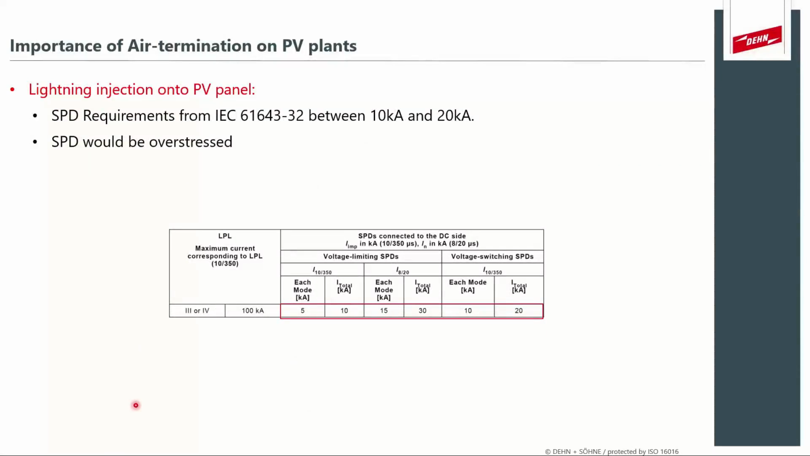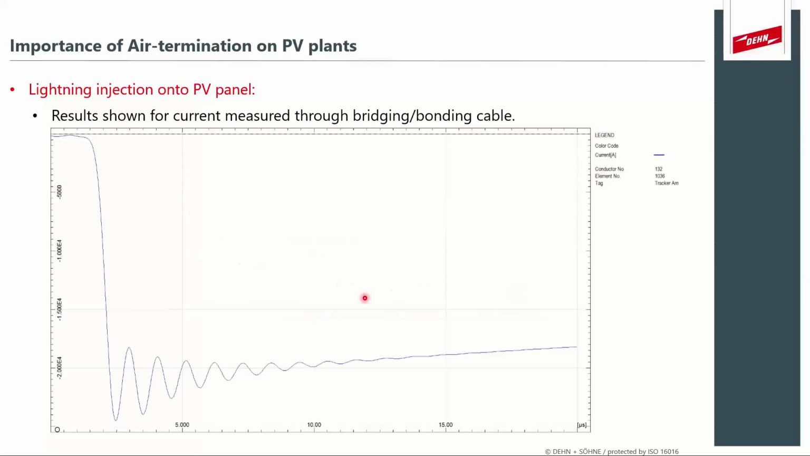Just to refresh and go back, what we mean with what the standards say between 10 and 20 kA: for a typical lightning level 3 strike, which is 100 kA, we would only have to protect up to 10 kA and 20 kA to comply to the standards. But the 50 kA that we saw at the combiner box exceeds these values, and it would definitely cause damage to the surge resistor and other further downstream equipment.